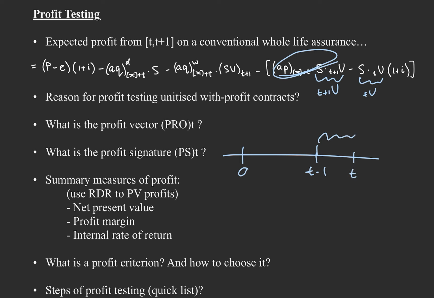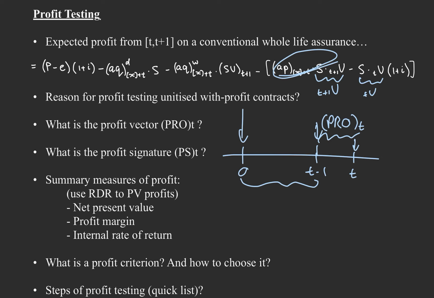Now my profit vector, PRO, t there. So this is the Tth entry in the profit vector. This is the profit that arises at that particular point in time, but it's per policy in force at time t minus 1. Now PST is per policy, the expected profit in this year, but per policy in force here. So that means I have to take into account the probability that the policy will still be in force all the way from time 0 to t minus 1.